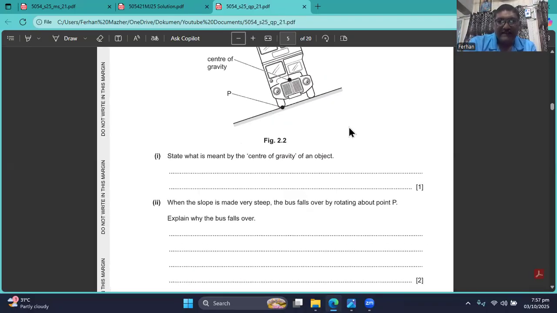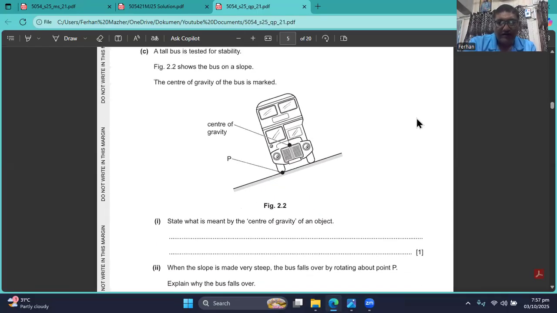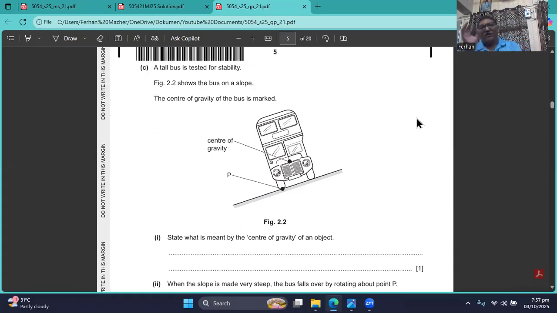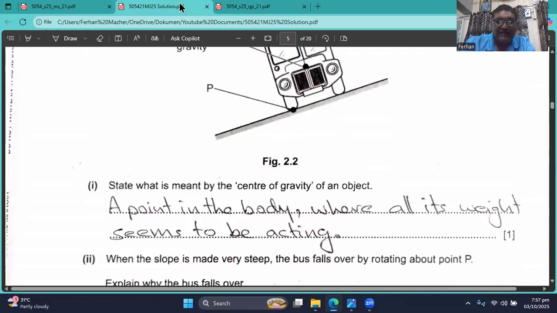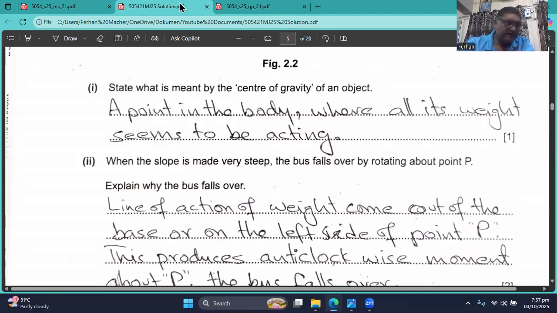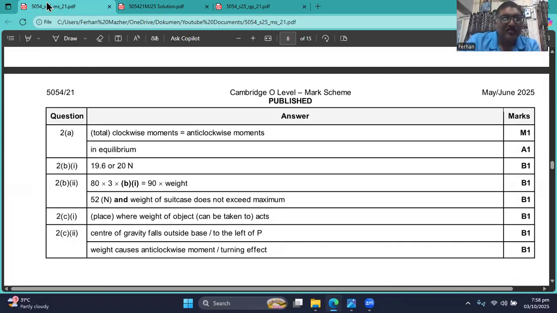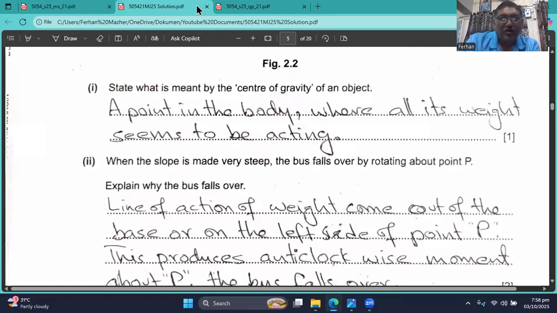And you know, the center of gravity of a body is a point in the body or outside the body, where all the weight of the body seems to be acting. If you support the body from there, you will support all the weight of the body. So this is the definition of the center of gravity. You can always check the definition from your book also. A point in the body where all its weight seems to be acting. The definition is the place where the weight of an object can be taken to act. Okay. So here we go.